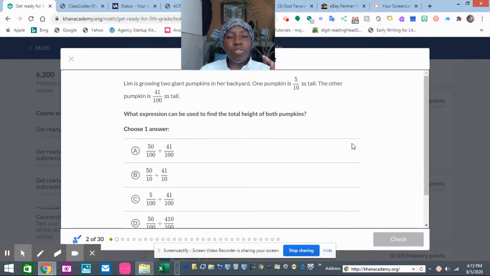Anyway, so what they are expecting you to do is to read this. Lim is growing 2 giant pumpkins in her backyard. One pumpkin is 5/10 meters tall. The other pumpkin is 4/100 meters tall. What expression can be used to find the total height of both pumpkins?